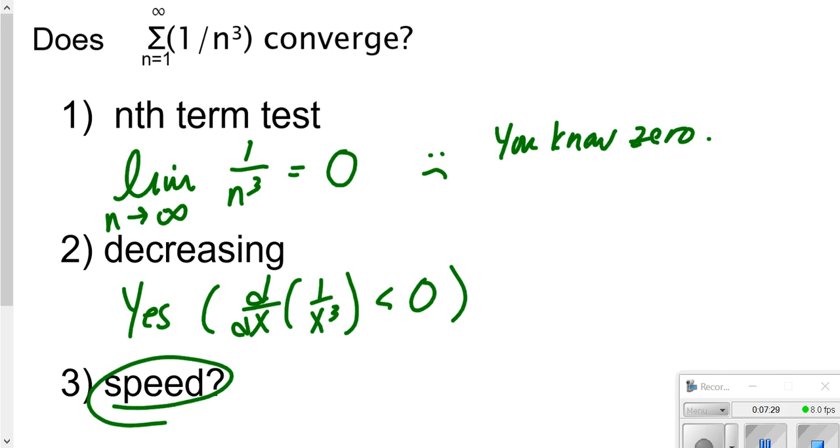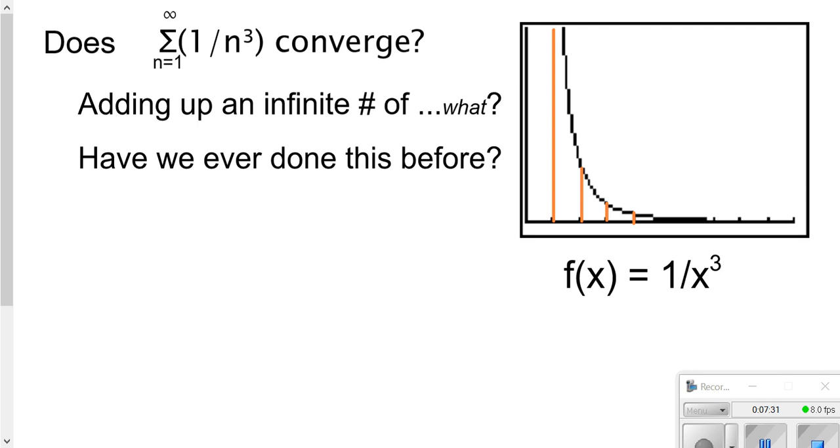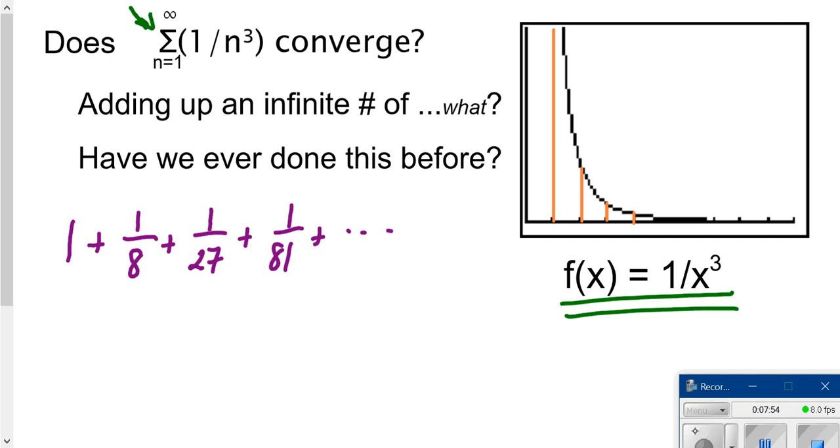So let's think about this graphically a little bit, okay? What I have over here is a picture of the related function y equals 1 over x cubed. And you might think, okay, if I'm adding up, which is what this summation sign means, what is it that I am adding up? Well, I'm adding up the terms of that series. And so it's like this sum.